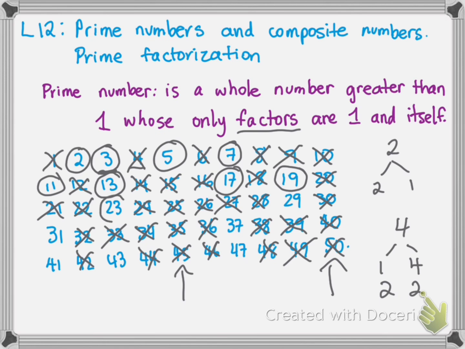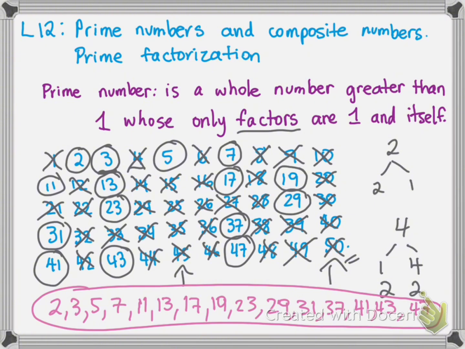The next one will be 23, and 46 is already gone. The next one will be 29, and 29 times 2 is already 58, so we've already passed it. We're just counting to 50. 31 is a prime number. 37 is a prime number. 41 is a prime number. 43 is a prime number, and 47 is a prime number.